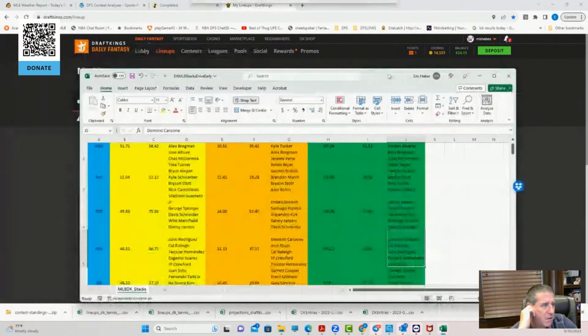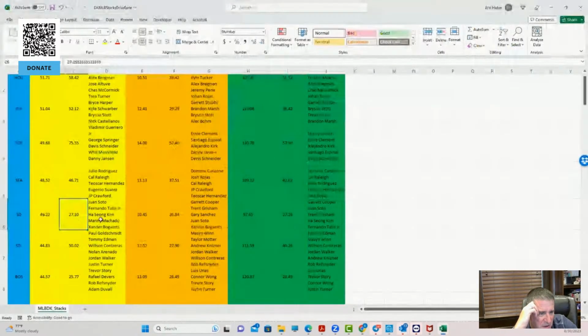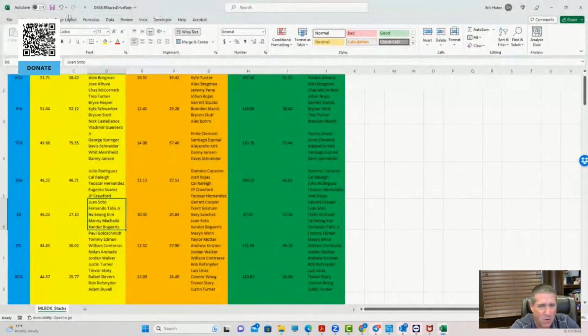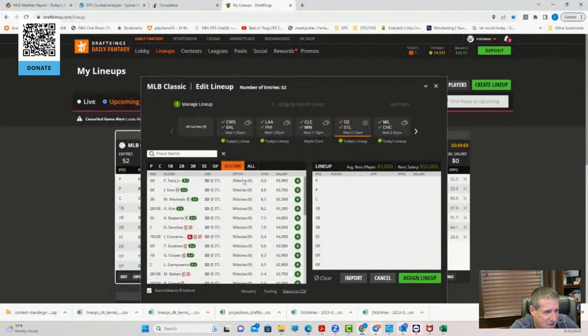Oh wait, there's one other. I also want to try this San Diego one, just because it's low owned, and see if I can afford all this. I doubt I can, but let's just see. Well, I don't know. These guys are not that expensive. Let's just try to jam in whoever we want.